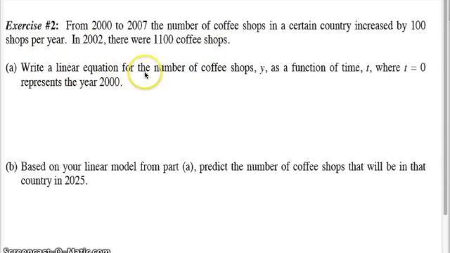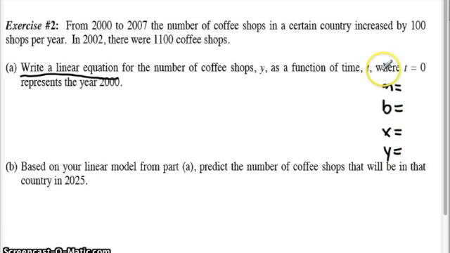Write a linear equation for the number of shops, y, as a function of time, t, where t equals 0 represents the year 2000. Okay, we need to break this down. Write a linear equation. I know I have to get an m equals and a b equals, and I might need an x equals and a y equals. Let's just box the m and the b to make sure we know that's what's going into our equation.